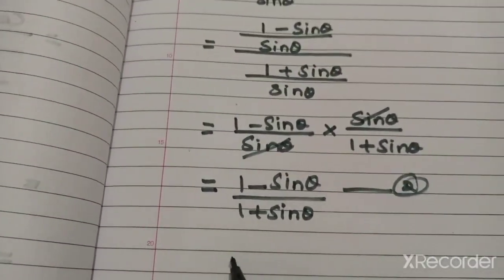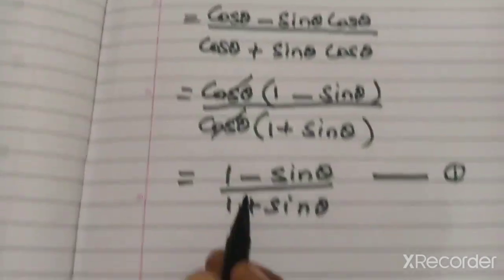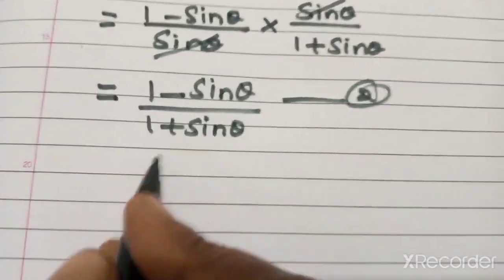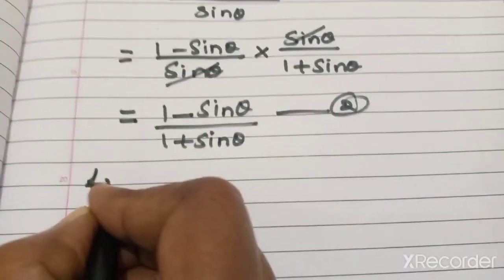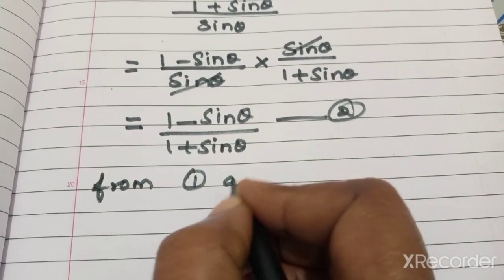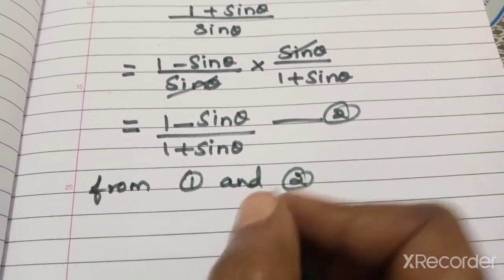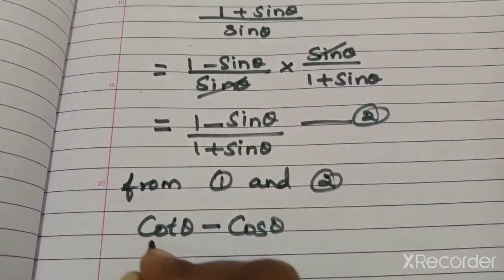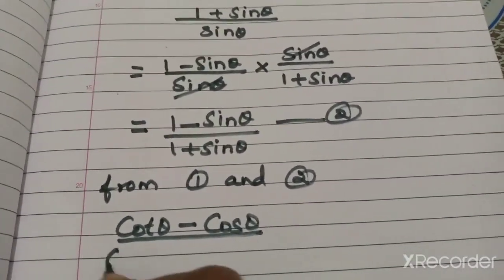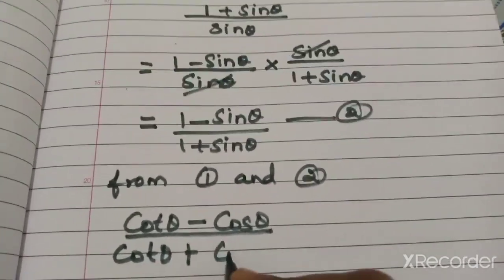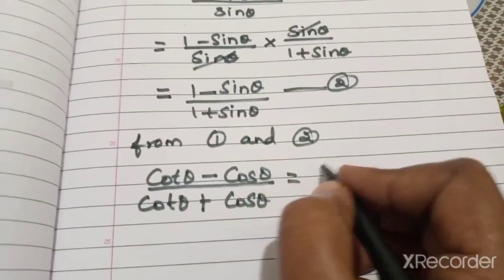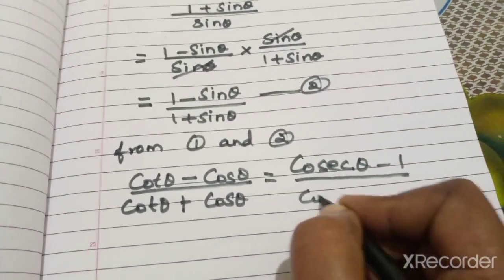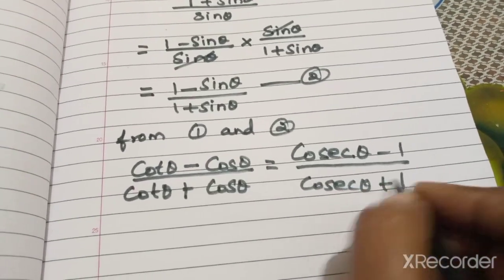What is equation number 1? 1 minus sin theta by 1 plus sin theta. Equation 2 also is 1 minus sin theta by 1 plus sin theta. So from equations 1 and 2 we can say, what is the question? Cot theta minus cos theta by cot theta plus cos theta is equal to cosecant theta minus 1 by cosecant theta plus 1. Understood, students?